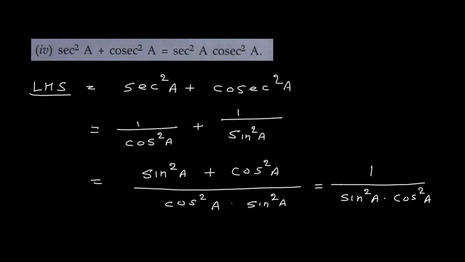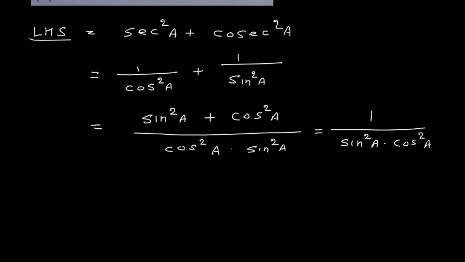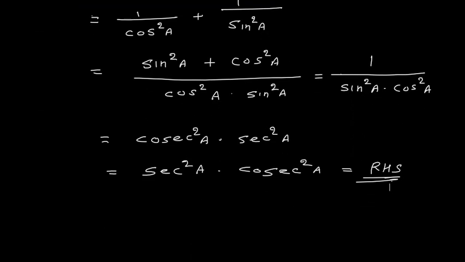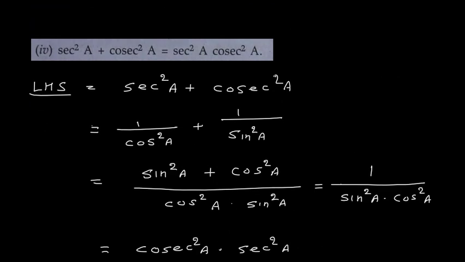Now this sin square A cos square A, which is in denominator, if I reciprocate it, it will become 1 upon sin square A, which is cosec square A, and this 1 upon cos square A will become sec square A. So ultimately you can say that your result is sec square A into cosec square A, which is your right hand side. Sec square A into cosec square A, that is what we have to prove.